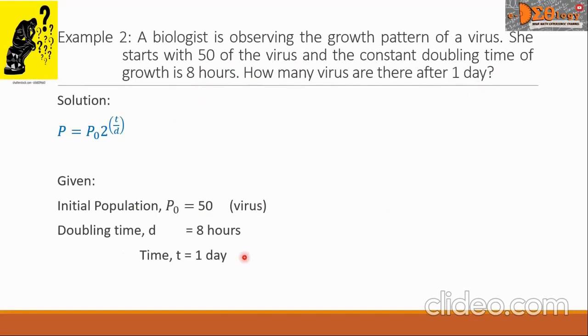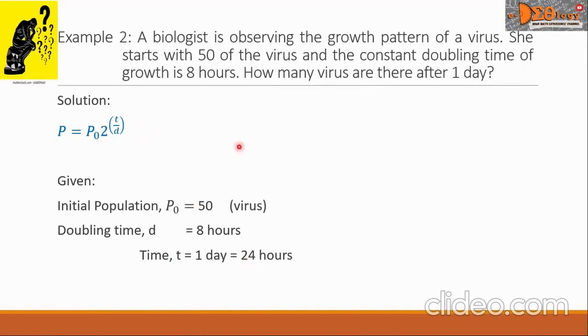Again, let us check and make sure that the doubling time and the given time of the problem must be on the same measure. Our doubling time is in hours, and the time here is given in day. Let us convert this day into hours, since we know that there are 24 hours in 1 day. So we will write here 1 day equals 24 hours. And we will use this value 24 in our formula.